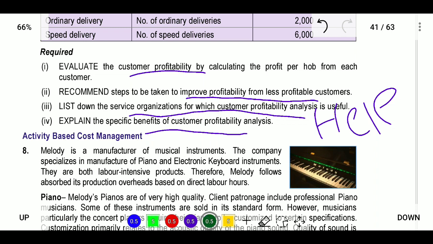These two questions are already completed. The list of services was financial institutions, hospital services, professional services, healthcare, and logistics and freight. And the benefits are helping suppliers identify the customers and providing a basis for constructive dialogue. For this question, we need to provide a statement, and from that statement we will provide the profitability. For that statement, we need to see the question now.